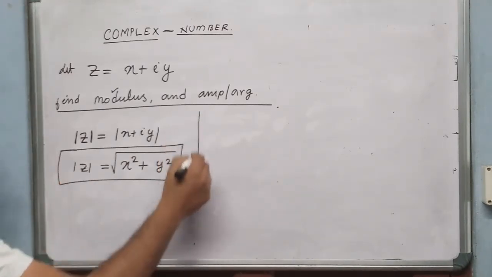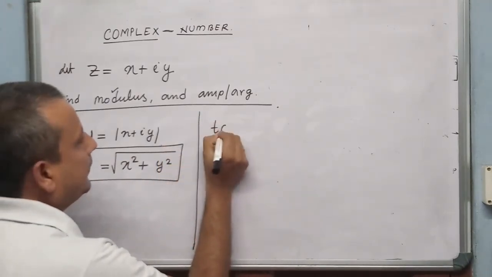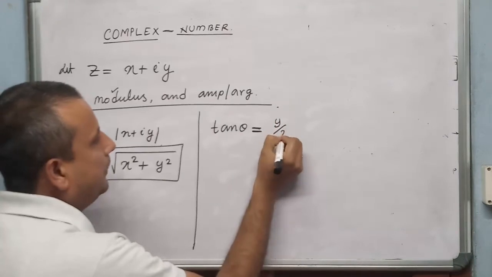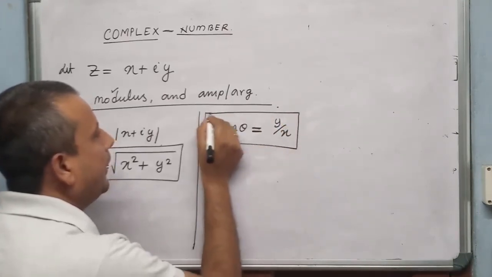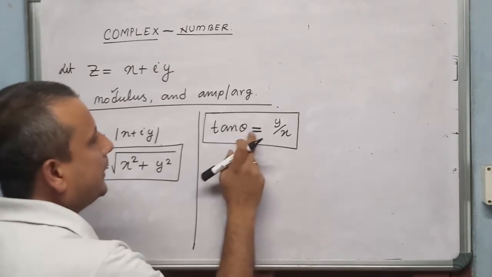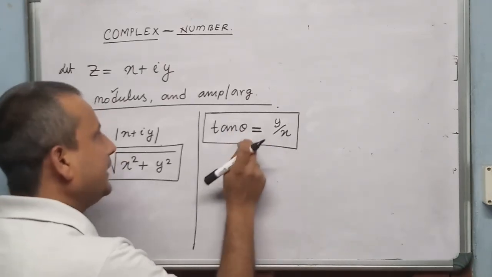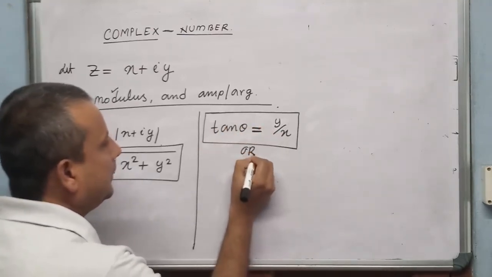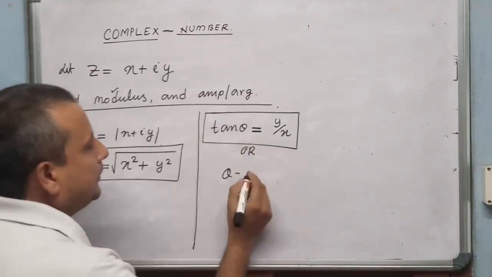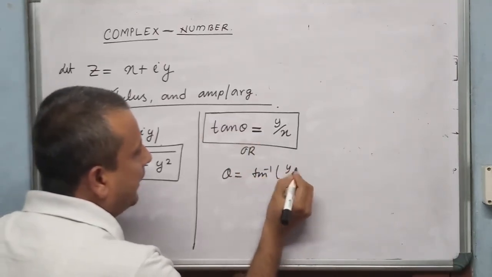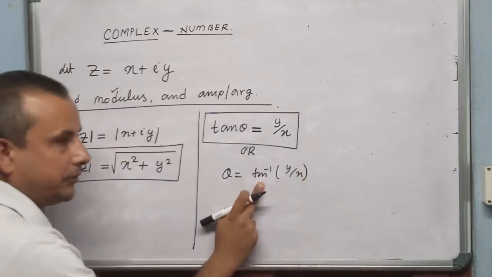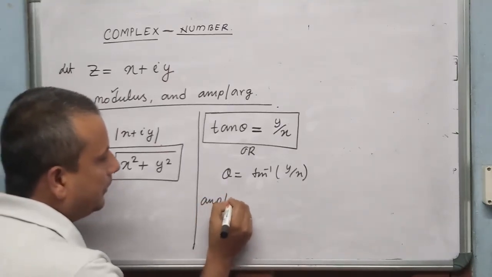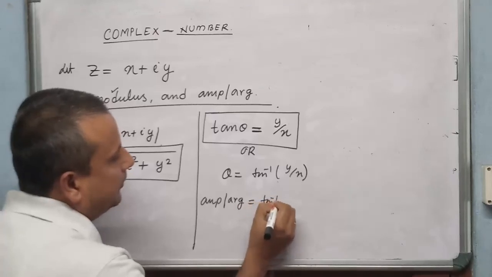Now the argument and the amplitude is given by tan theta. Theta is the angle. Tan theta is equal to y over x; we are going to calculate the value. And tan theta is equal to this, which means calculate the value of theta. Theta is the amplitude or the argument. If you bring this tan over here, theta will be tan inverse y by x. This is inverse trigonometry that you will study in class 12. Theta is this one; we can represent the amplitude or argument as equal to tan inverse y by x.